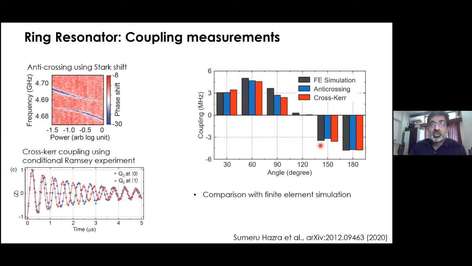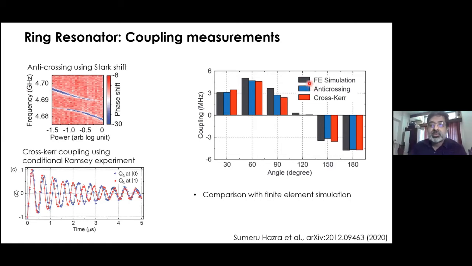So here we have shown the results with the correct sign. You can see that it's all positive up to 120 degrees, and then once you cross 0, it becomes negative. And the 3 bars correspond to what we obtained from finite element simulations.